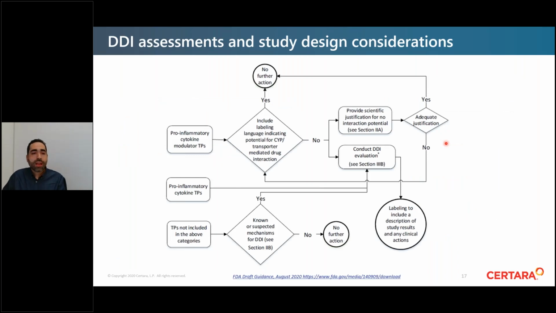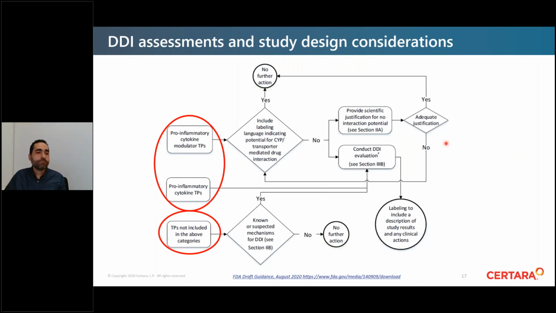In the FDA draft guidance, you can find this very useful decision tree on how to assess the DDI and how to inform the labeling for therapeutic proteins. Typically, the FDA guidance classifies the DDI mechanisms into two categories. The first one includes the pro-inflammatory cytokine mechanism, and the second one includes all the other mechanisms, meaning that there is no one single mechanism in this category, but they are regrouping all the other situations.